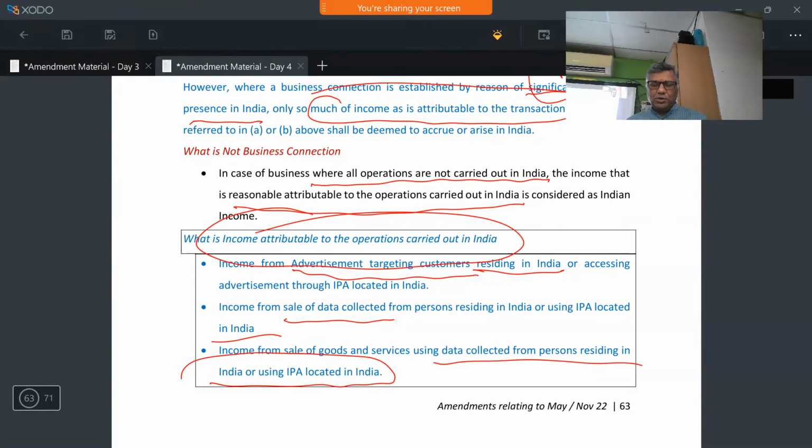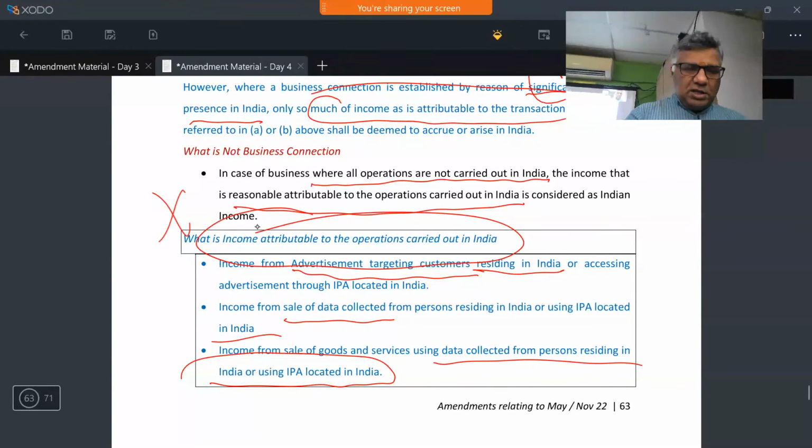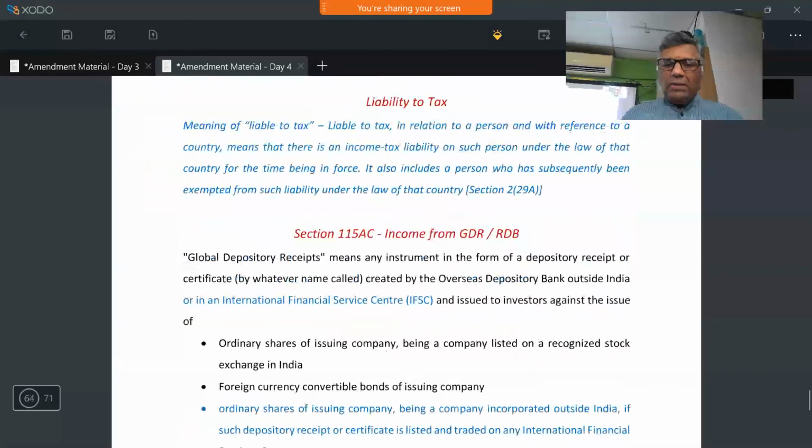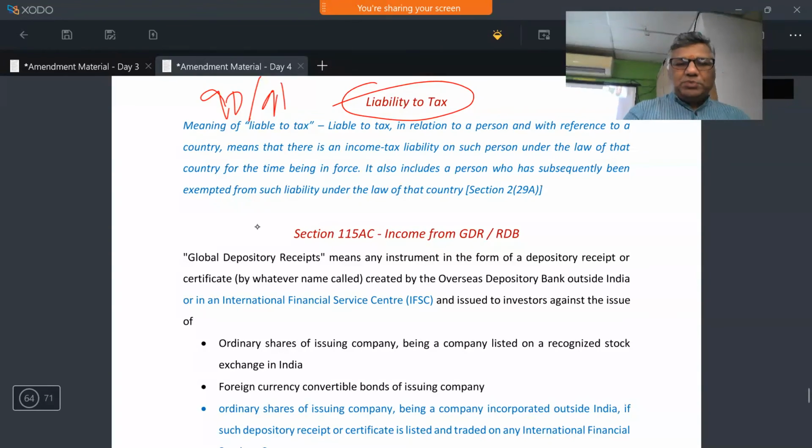So actually there are three things. This is also important: 10RB, business connection and advance ruling. This also, please remember, business connection. Okay. Right. Some clarifications. What is liability to tax? This is especially for 90 and 91. This is more important. Liability to tax.